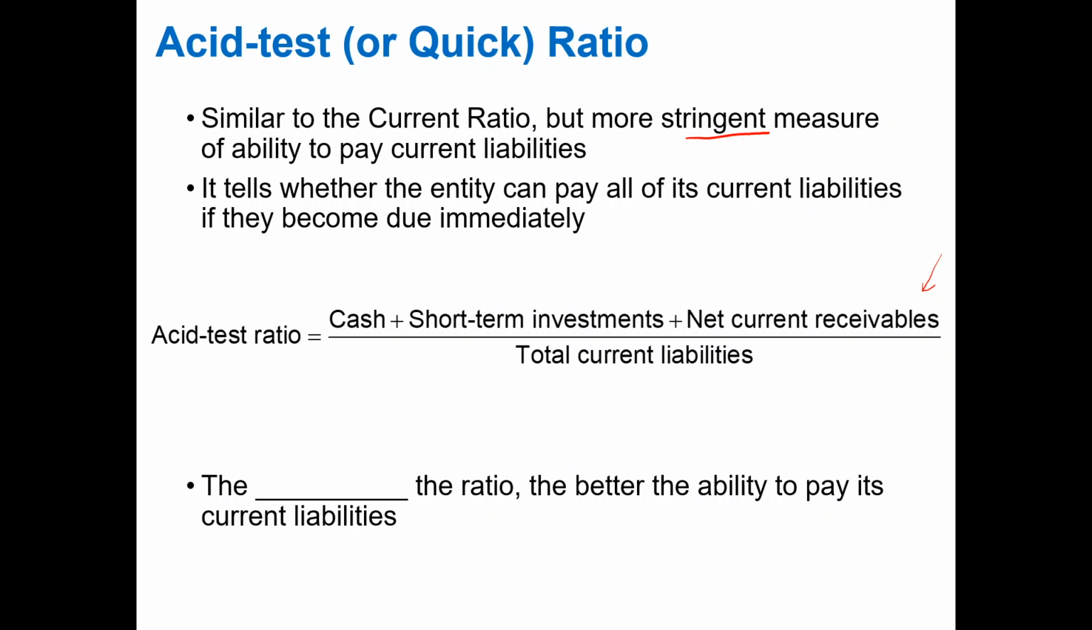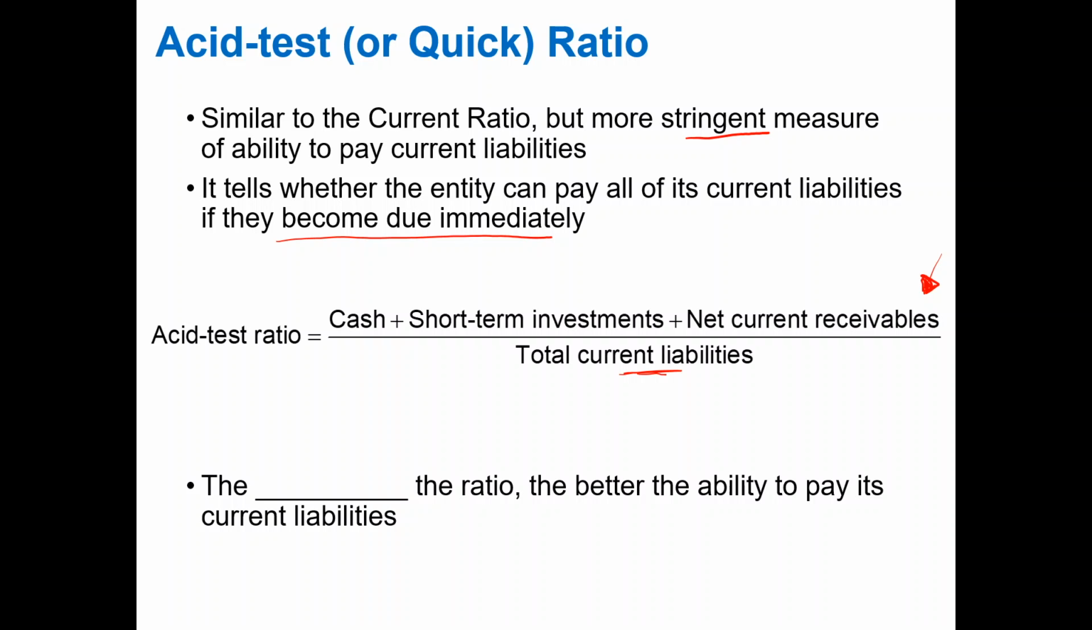Therefore, by using only these three, we're being more strict, and it's really now telling us whether the entity could pay all of these current liabilities if they become due immediately or in a very short time period. So, as I said, because these could really quickly be converted to cash, if all of these liabilities became due, we're looking at could they be paid.